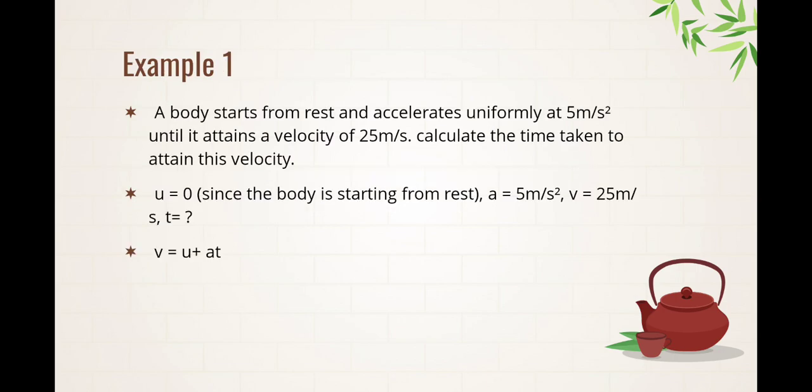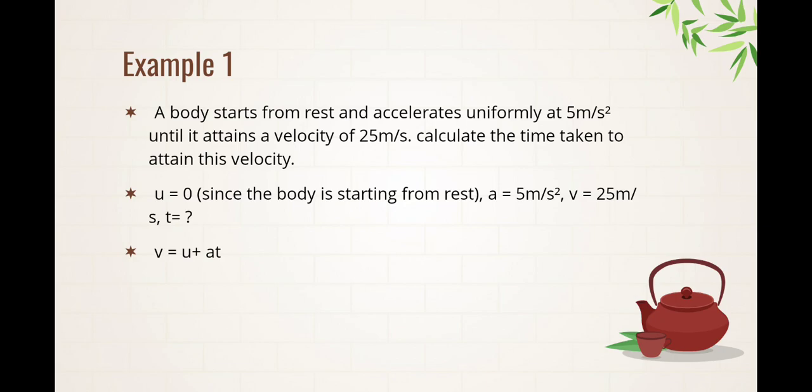So now let's look at some examples. A body starts from rest and accelerates uniformly at 5 meters per second squared until it attains a velocity of 25 meters per second. Calculate the time taken to attain this velocity. So the first thing is that we'll write our parameters. Our U is zero, and the reason is because the body is starting from rest. I mentioned earlier that when the body is starting from rest, the initial velocity is zero.